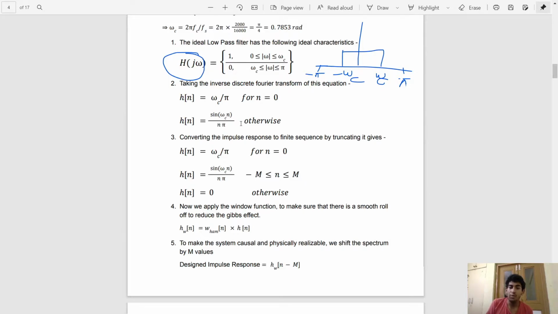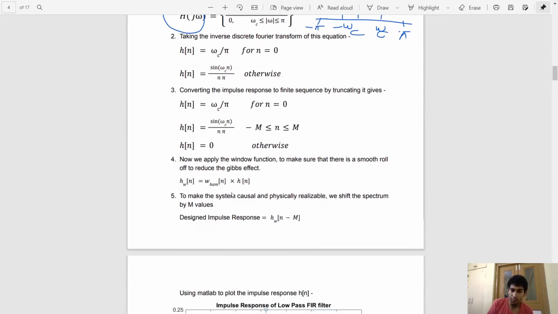So the best thing to do is to take the truncation of this h of n, and we get these values. From minus M to M we have h of n, and it's 0 otherwise. This truncates the infinite response, so we get a finite impulse response, as we are designing a FIR filter.